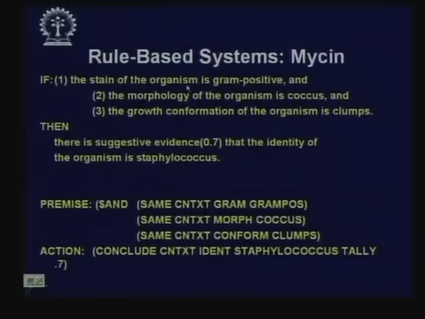If the stain of the organism is gram positive, and there is no disjunction allowed here, the morphology of the organism is coccus, and the growth conformation of the organism is clumps, if these three are true, then, remember, it is a medical case, we cannot say really with certainty. So what we will say is there is suggestive evidence of 0.7, some value, that the identity of the organism is Staphylococcus.